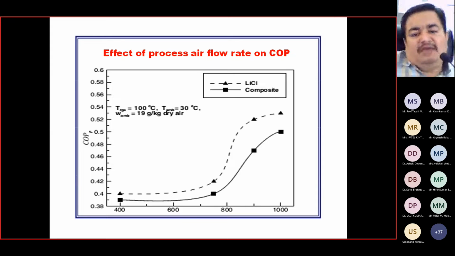So the effect of air flow rate on the COP: you might see some curvature here. Up to 900 it will give you better results, and then the graph will be parallel.